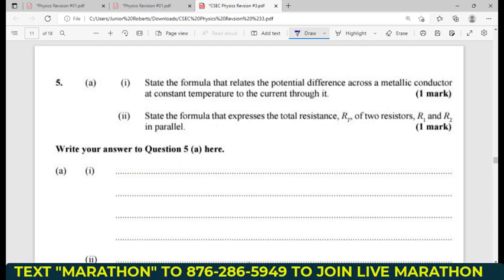Sir, I'm not sure, but is it V is equal to I times R? Yes. V is equal to IR. So V, which is a potential difference, is equal to the current through the metallic conductor multiplied by the resistance of the metallic conductor. And this formula is for which law in physics? Sir, Ohm's law. Ohm's law, absolutely. All right.